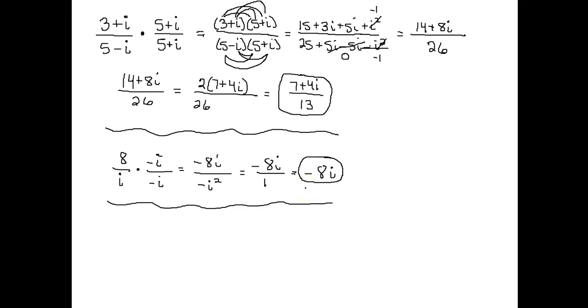And then one other point to make, just so you're aware. Earlier, we had gotten (7 plus 4i) over 13 for an answer. Just be aware that this can also be written in a broken up form, where you put the 7 over 13 plus 4 over 13 i. That's another way the answer could be written. It's the same answer as the top problem there, just another way it could be expressed.